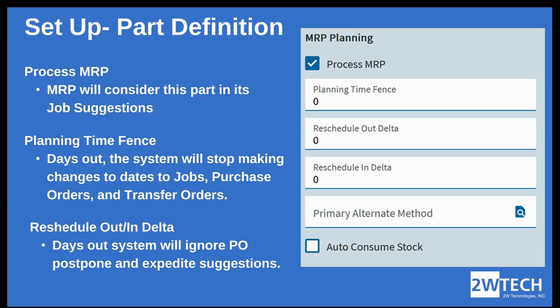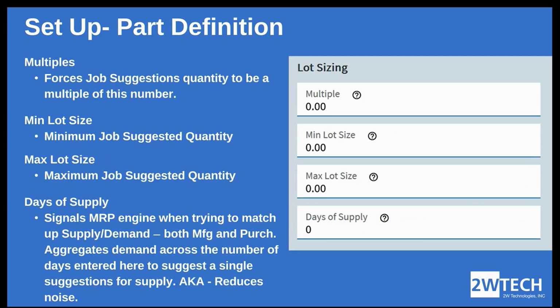If I'm out of balance for some reason, it'll suggest a new PO or a new job. It will not suggest I change the existing.